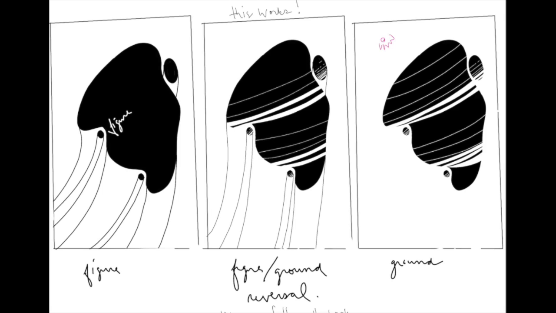You can seek out a more unique composition, a completely new composition for the middle, but I think that this might be easier if you combine what you learned in composition one, figure, and composition three, ground, to create an effective figure ground reversal by combining them both.